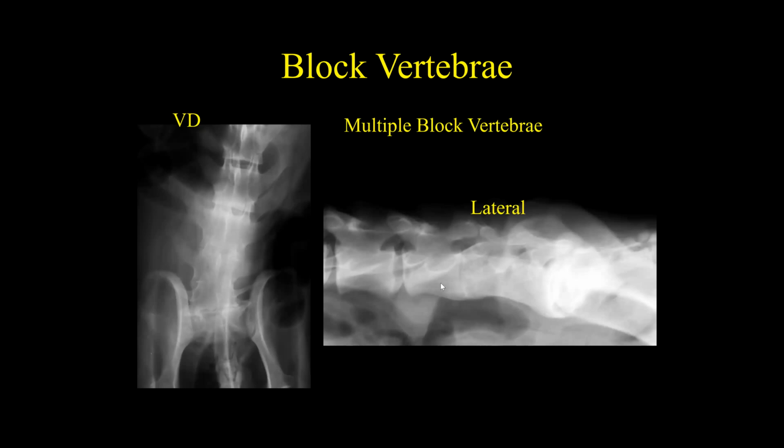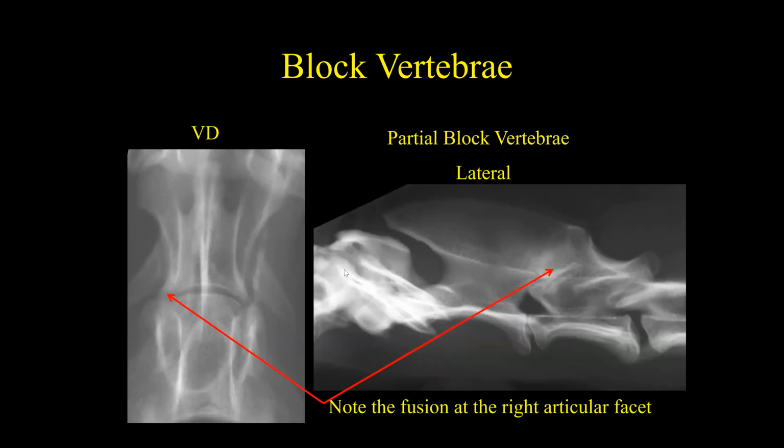Okay, here's an example of three of them that are all joined together. So here's L5, L6, and L7, and all of them are kind of fused together, okay? Here is a partial block vertebrae. So here's C1, C2, and C3. And if you look, the dorsal spinous processes are fused together between C2 and C3. The disc space itself is fine. So this one is a partial block vertebrae. And again, in and of itself, probably doesn't mean a damn thing.